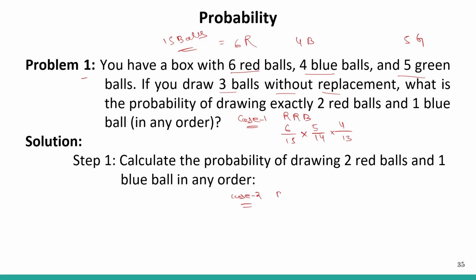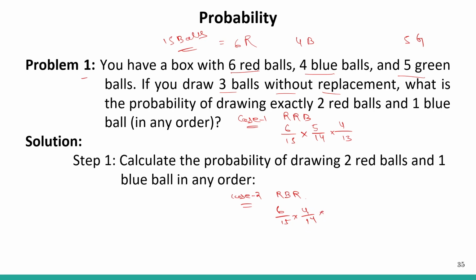Case 2 will be red, blue, red. So for red, how many choices are there? It will be 6 by 15, right? Because there are 6 red balls and the total number of balls in the box is 15 right now. And then you want to pick a blue ball. It will be 4 by 14, because 4 blue balls are there and 14 total balls, because it is done without replacement.